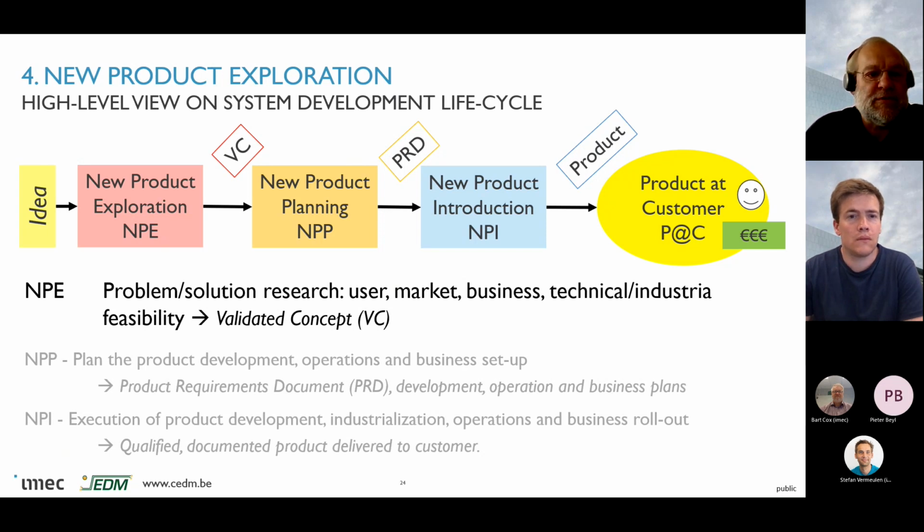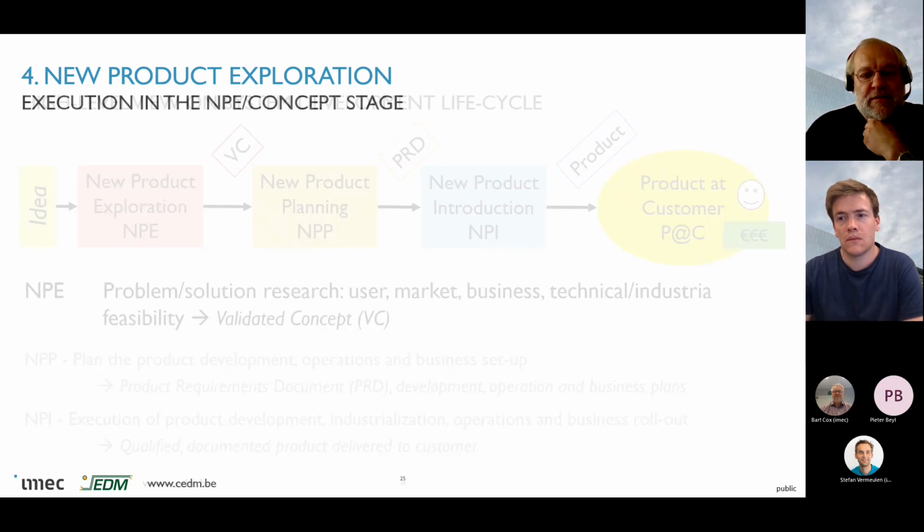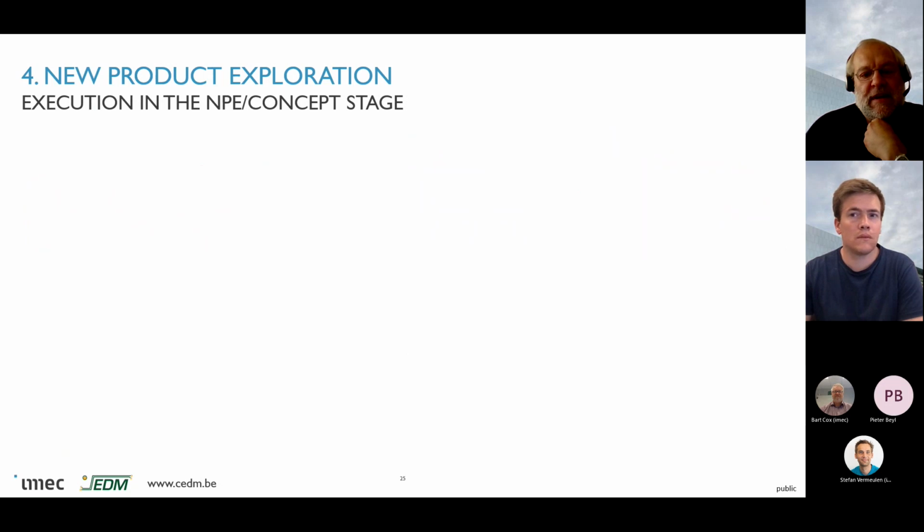Now, these processes are executed in the new product exploration, a part of the development lifecycle that I showed you in the last webinar, also starting from the idea, going to the customer. We can define an exploration phase that is aligning with the concept phase according to systems engineering standards. We have a planning phase that plans the actual product development part. So how does it work there?